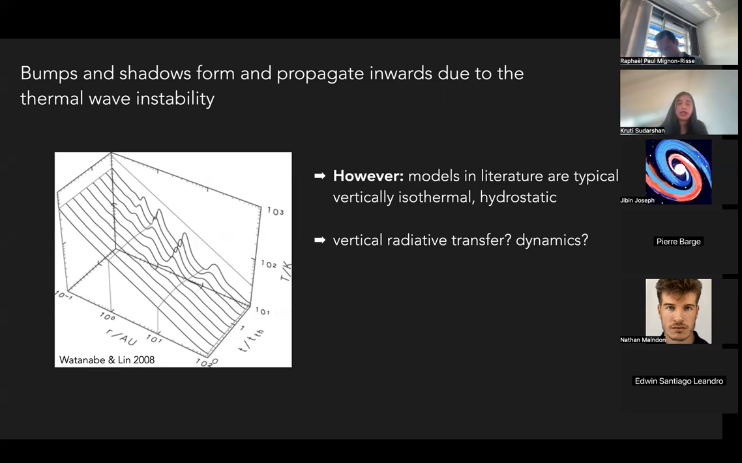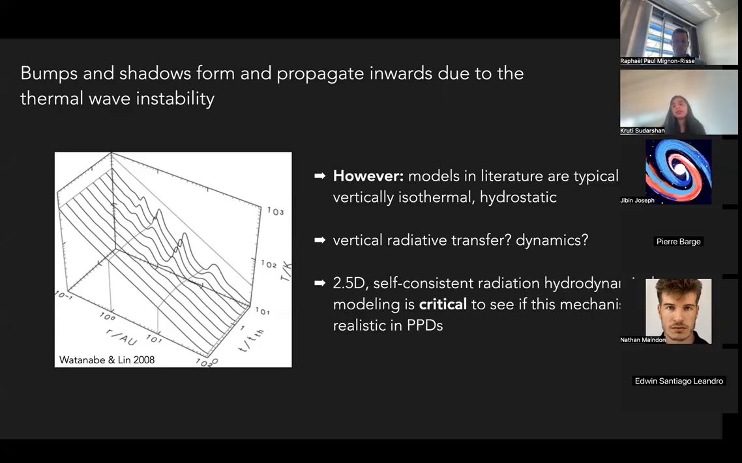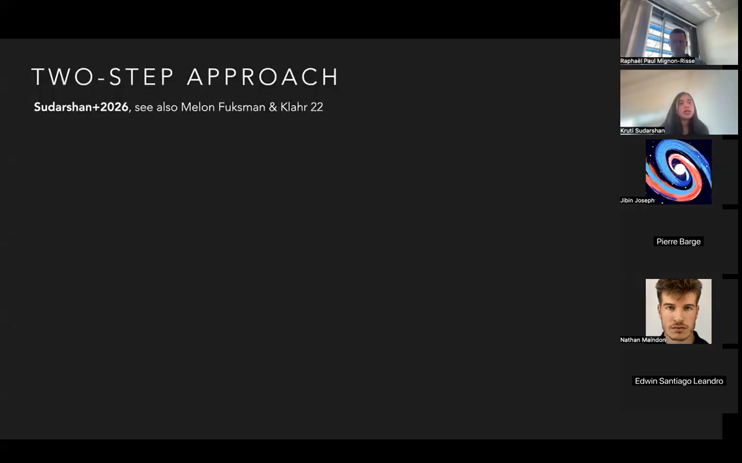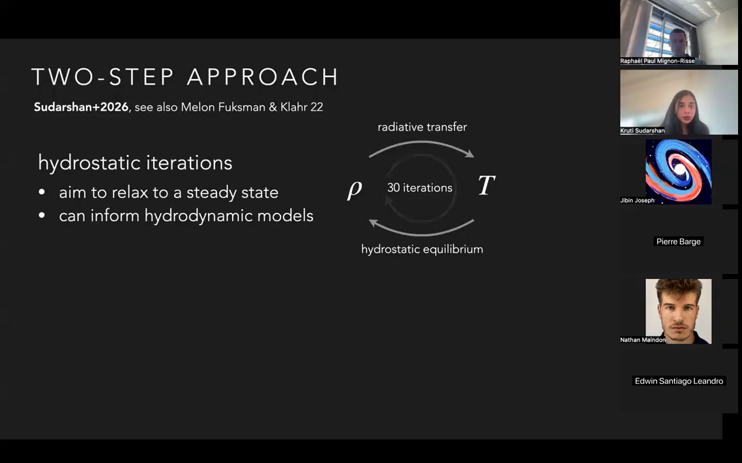How does this affect whether this thermal wave instability is even realistic for disk scenarios is a question we try to answer. And we use 2.5D, so 2D axisymmetric, self-consistent radiation hydrodynamical models, and we try to address this particular problem. We use a two-step approach. First we have these hydrostatic simulations, and the aim is to try and find a steady state and see if there is a steady state for such a problem.